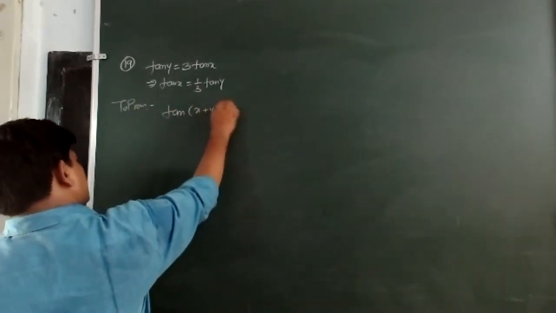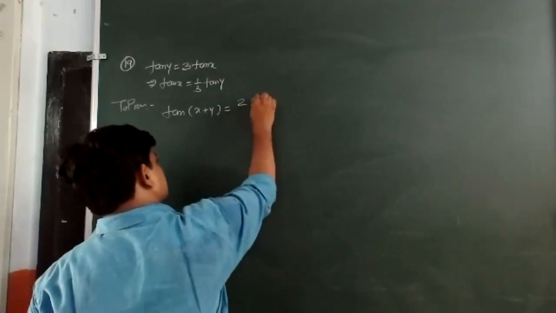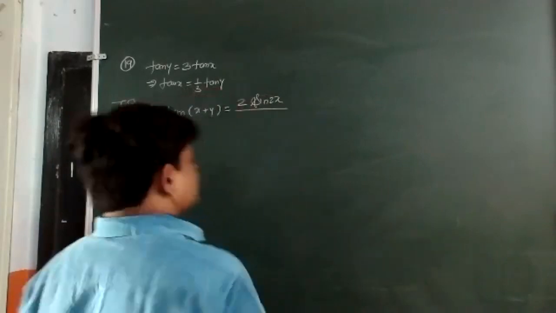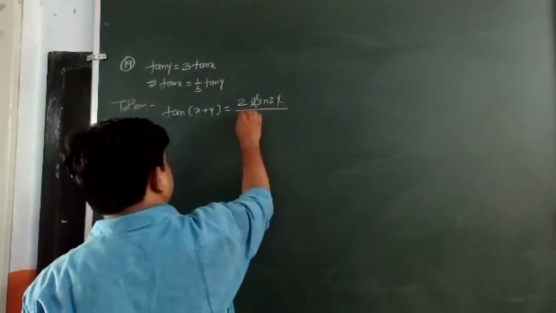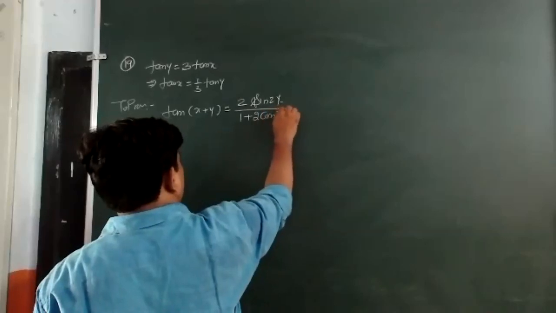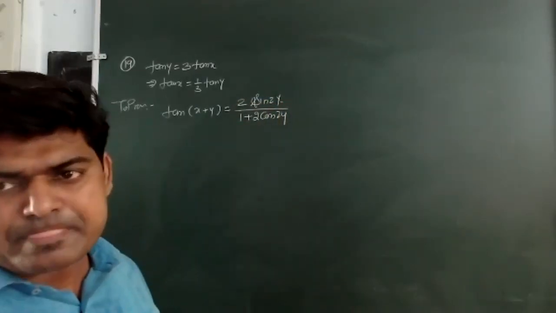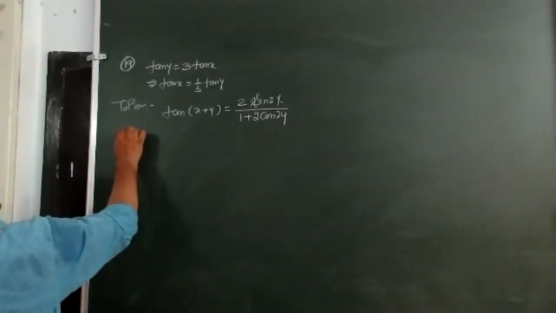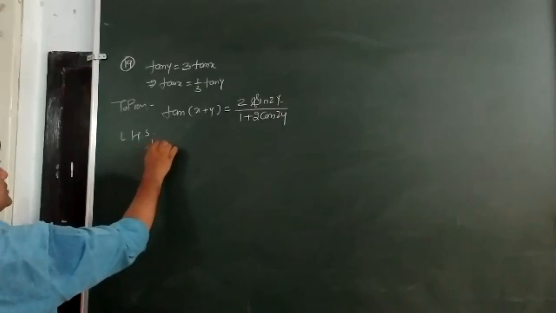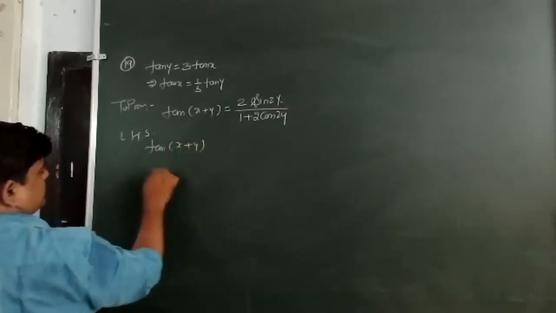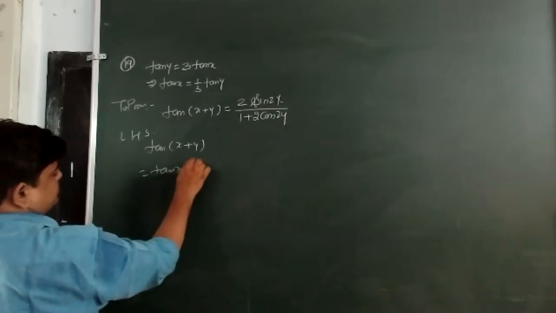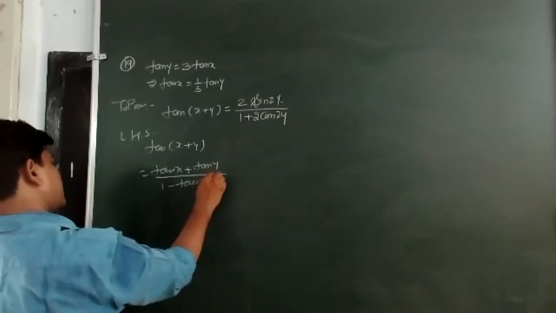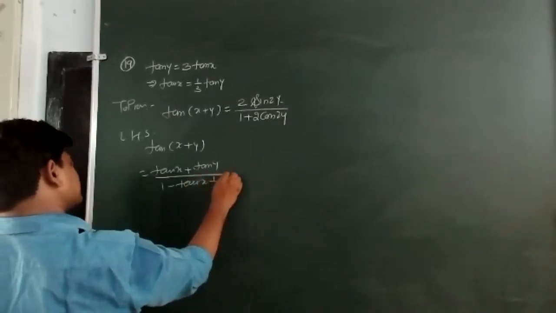And why I am doing this, I told you. Actually, I have to prove tan (x plus y) is equal to 2 sin 2y upon 1 plus 2 cos 2y. This one we have to prove. So if I am starting with the left hand side, I saw that it is tan (x plus y). It can be written as tan x plus tan y upon 1 minus tan x into tan y.